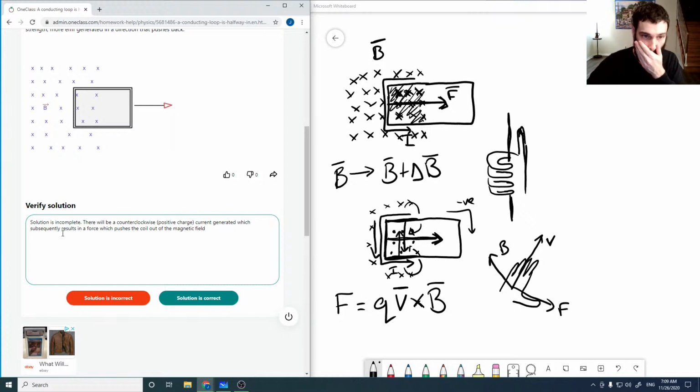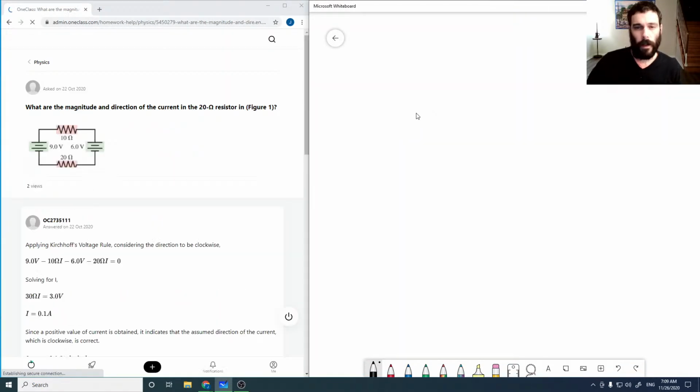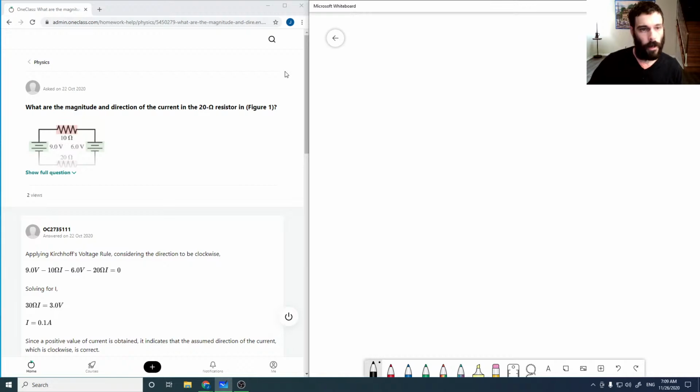And I would say it's correct, but it doesn't really answer the question. So I guess I'm going to say it's incorrect, although everything said is correct, but when you just say a bunch of correct things, it doesn't necessarily make it correct.